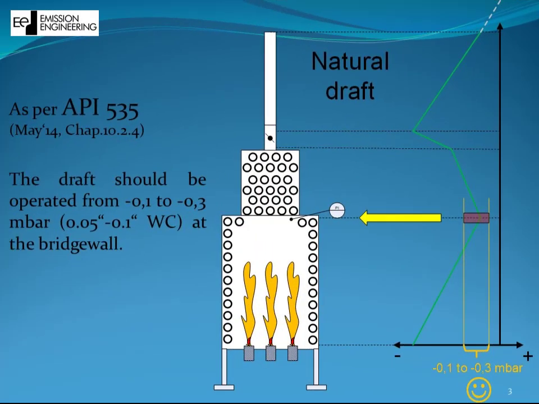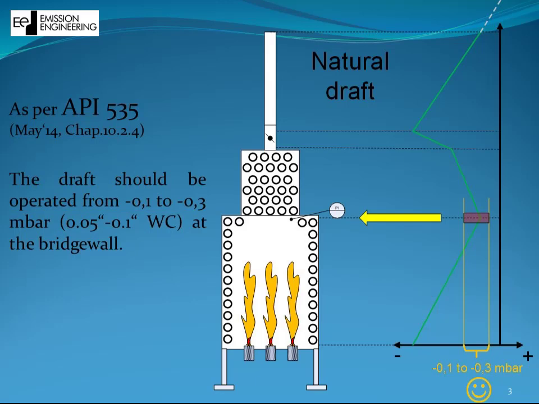So let's have a look at what API is actually saying about the draft. API 535 says at the bridge wall, meaning at the entry to the convection section, the draft should be in a range from -0.1 to -0.3 millibar of negative pressure. If you look at the curve to the right, you'll see what the profile of the draft looks like in a fired heater. As you can see on the graph, the draft increases towards the bottom of the heater where normally the burners are located.